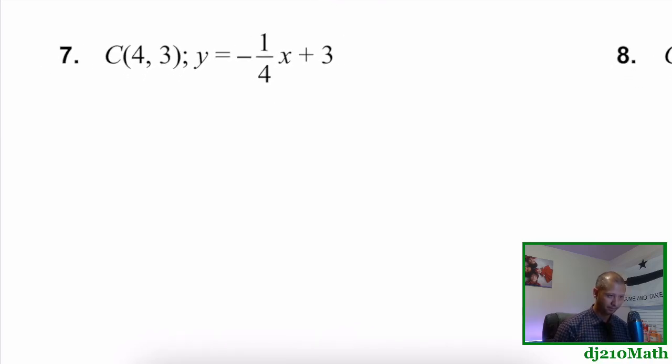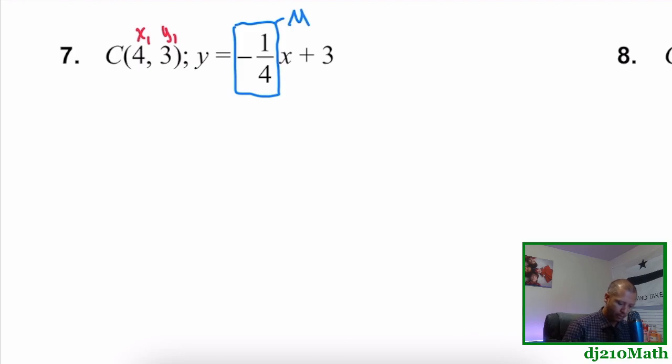All right, one more time. Again, x1, y1. Slope, negative 1/4, because it's in the y equals mx plus b form, and the m is the coefficient, the number in front of the x.